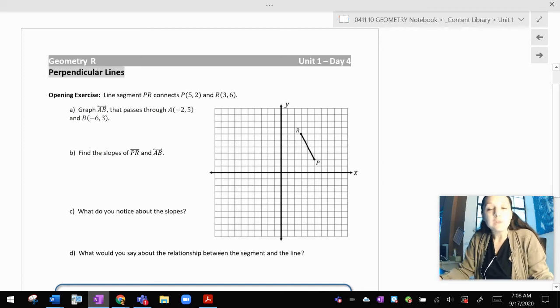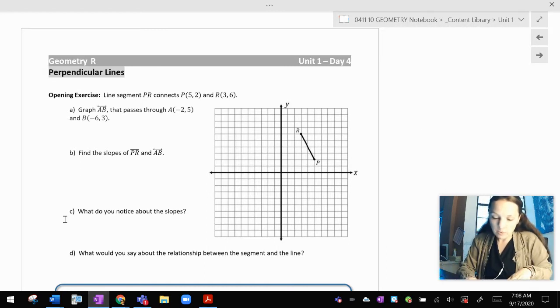Hello and welcome to lesson 4 of your geometry video series. Today we're going to talk about perpendicular lines. So yesterday you learned about parallel lines, and creating equations for perpendicular lines is very similar. So that's what we're going to do.